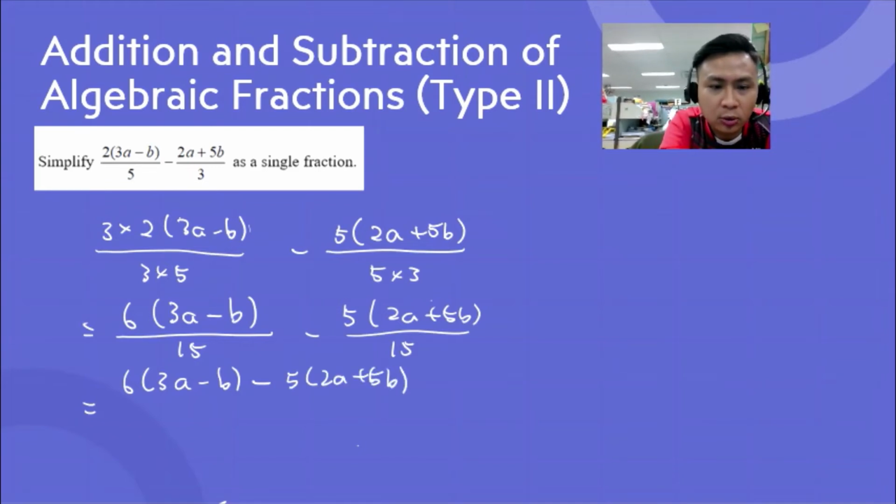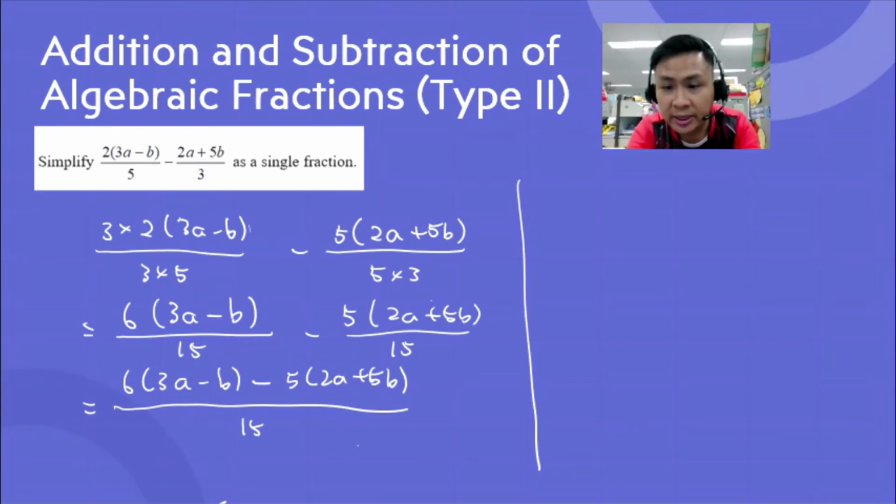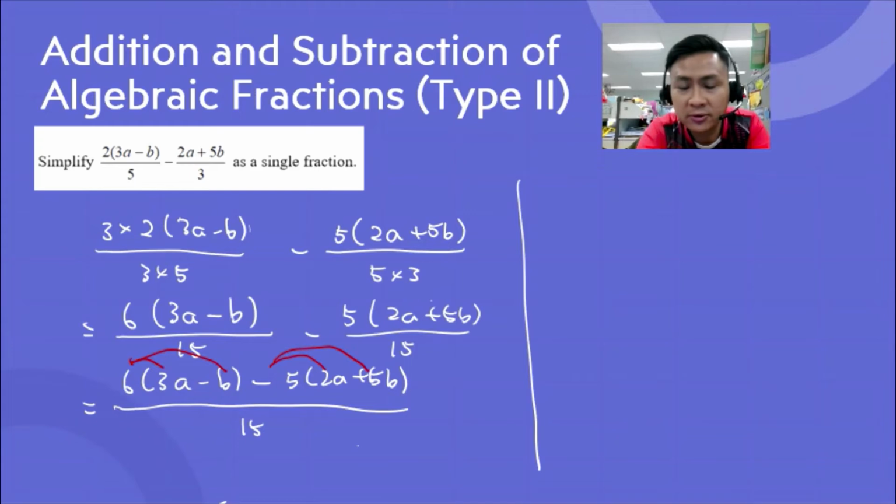Okay, and the whole thing over 15. Right? Okay, now the next step is just to expand the numerators. So 6 times 3a, 6 times negative b, negative 5 times 2a, negative 5 times 5b. Right, so we'll do the expansion now.